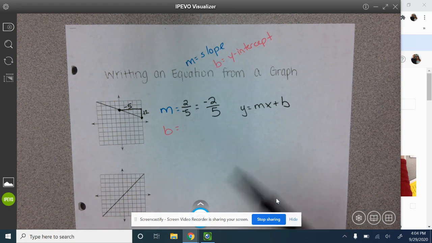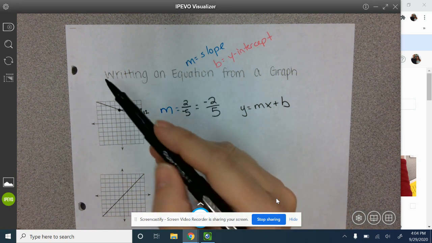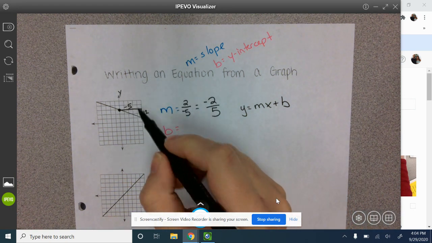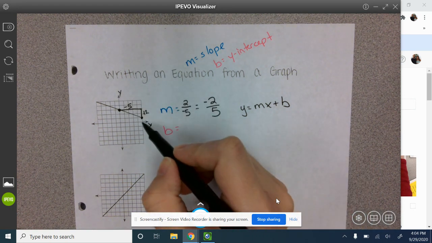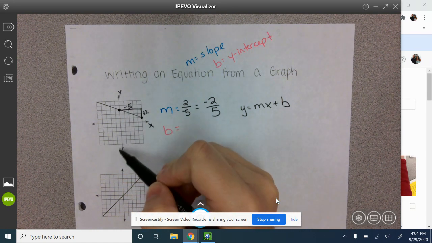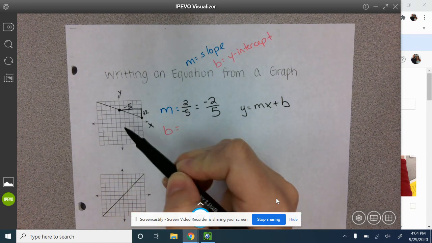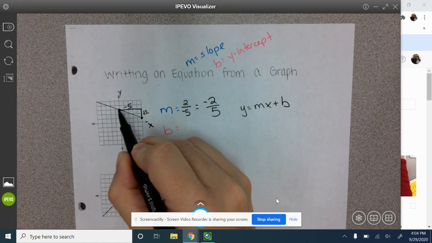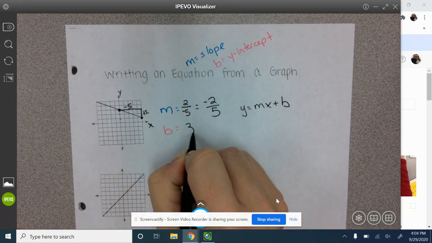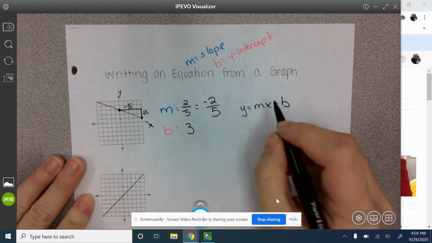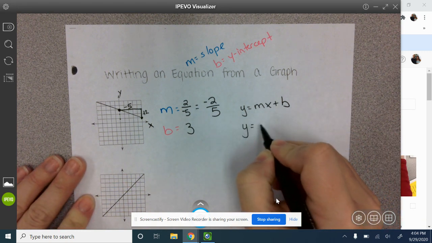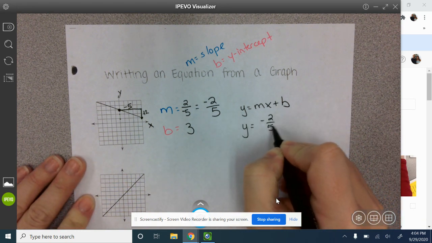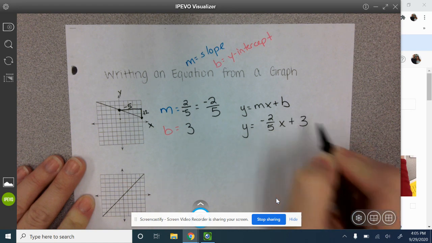Now, our B, our y-intercept, is where does it cross the y-axis? And I'll label x and y right here for you. So it crosses my y-axis right here. And that is at 1, 2, 3, at positive 3. So when I write my equation, I will have y equals negative 2/5 x plus 3.